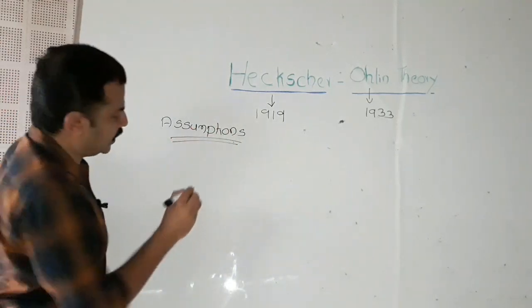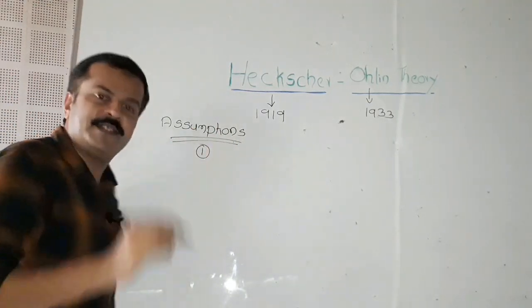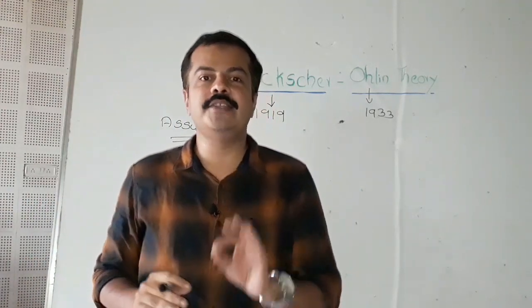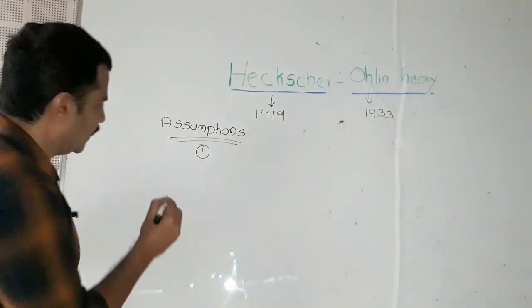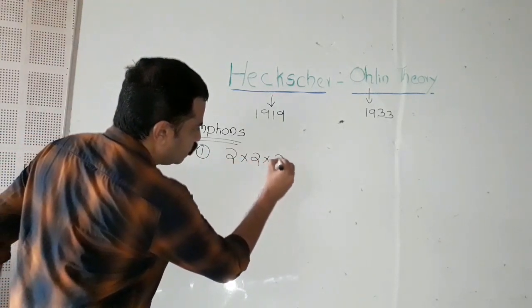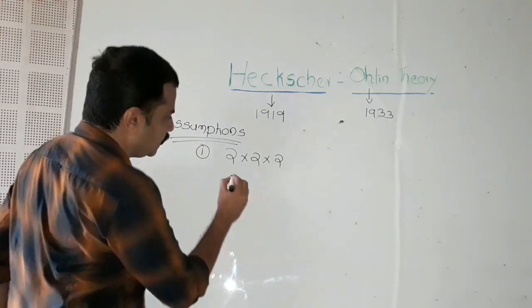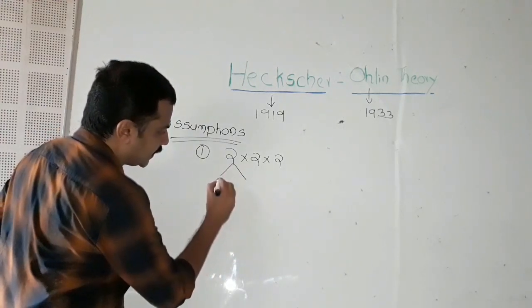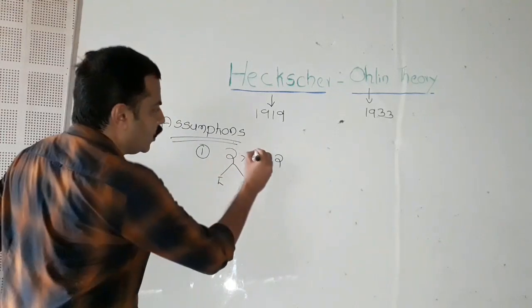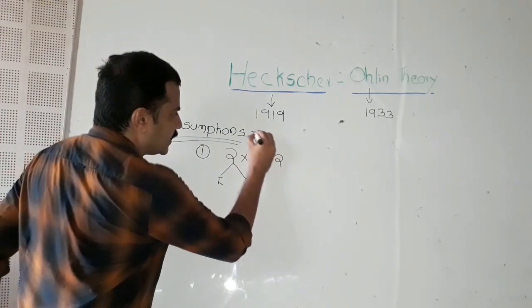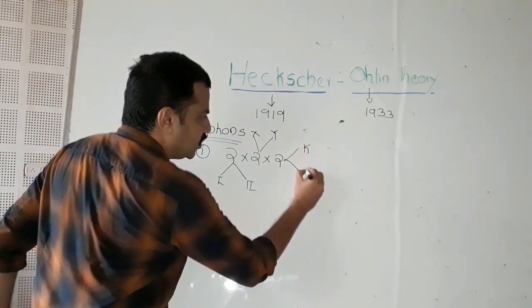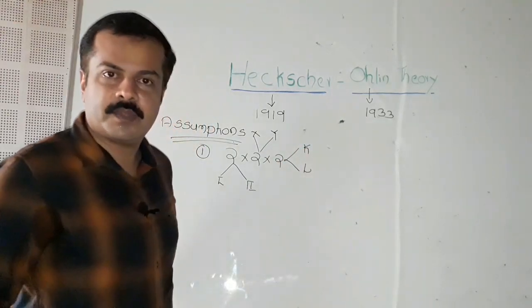The first assumption of this theory is that there are two countries, two commodities and two factors of production. That is, it's a 2 by 2 by 2 model. That is, it assumes that there are two countries, let us say country 1 and country 2. We have two commodities, commodity X and commodity Y, and two factors of production, capital as well as labor.